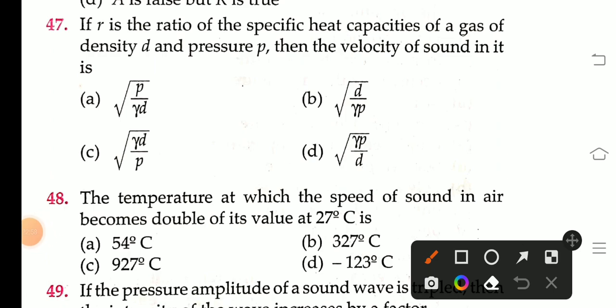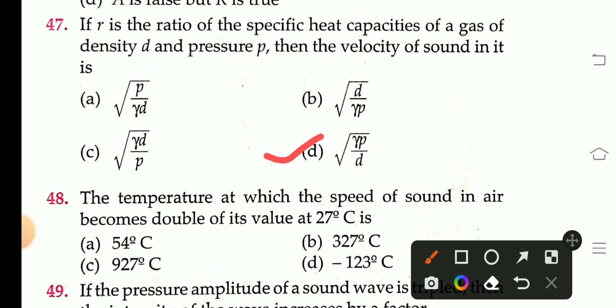Next, if gamma is the ratio of the specific heat capacities of a gas of density d and pressure P, then the velocity of sound in it is. Right answer option D. Root gamma P by d.